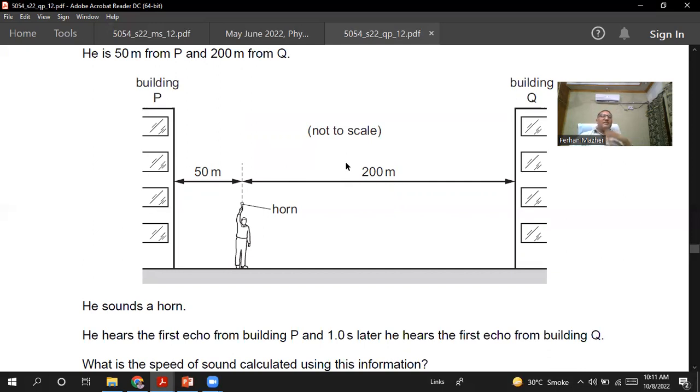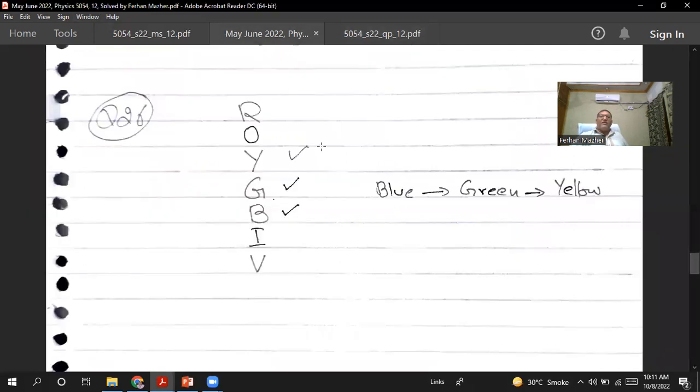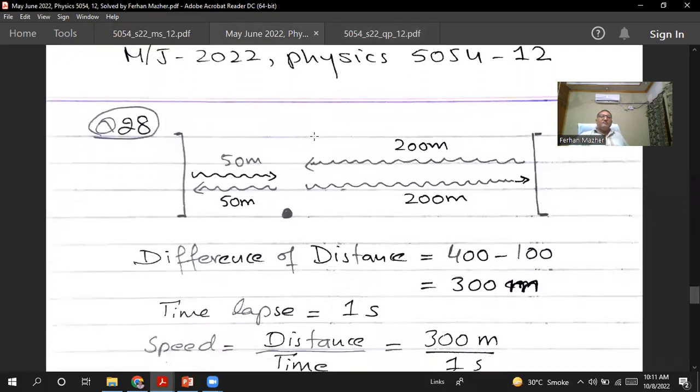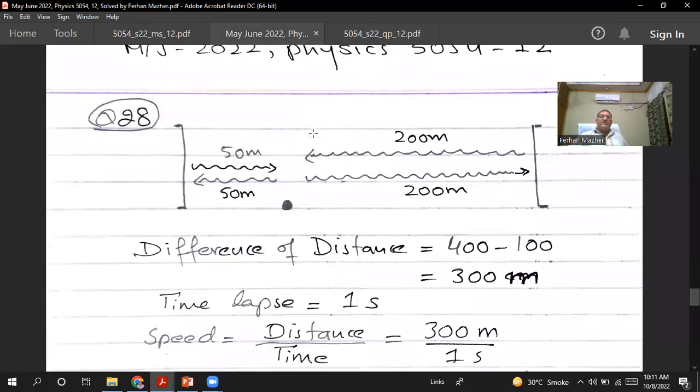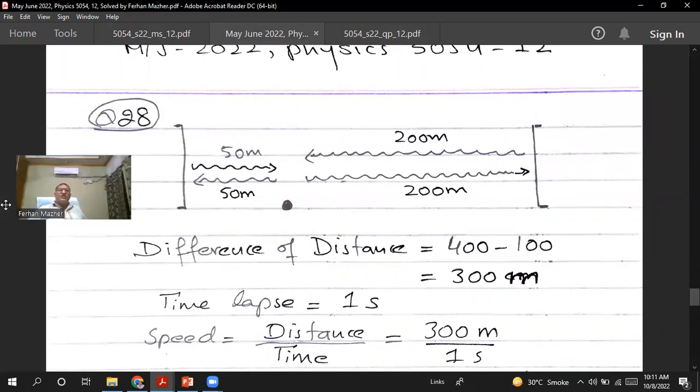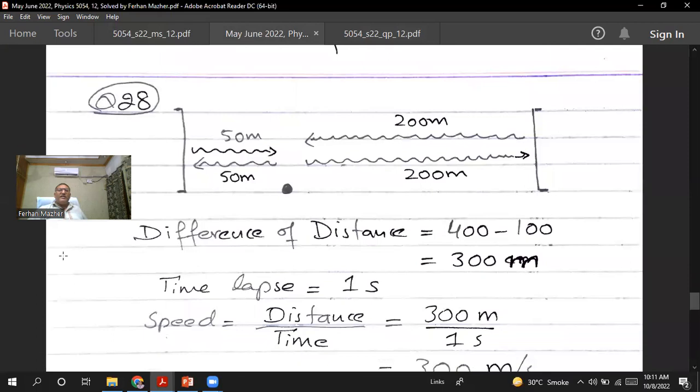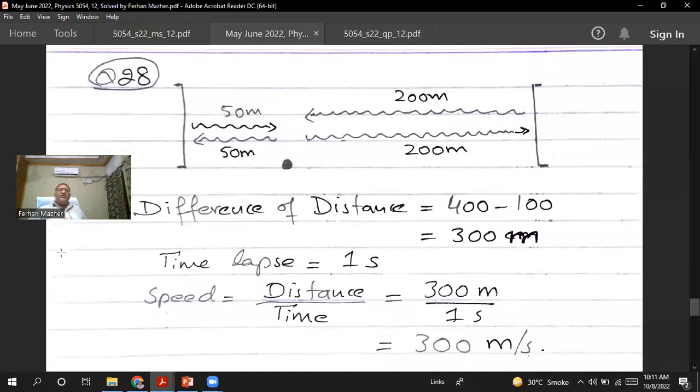And the time lapse between the two echoes is 1 second. So the distance divided by the time, that will be 300 meters divided by 1 second. And that will be the speed, 300 meters per second. So here I have shown you the solution, that is question number 28 coming up on your screen.